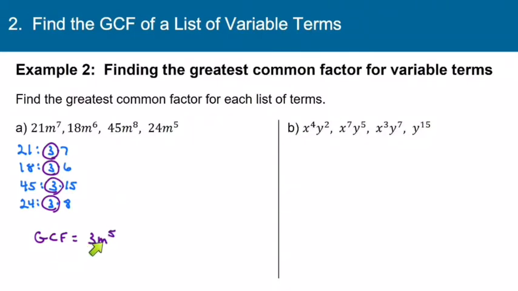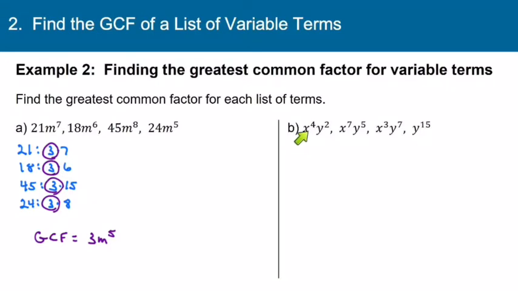So our GCF here is 3m to the 5th. And now let's look at part B. This time all the coefficients are 1, so we really don't have to do anything as far as coefficients are concerned, but let's start out by looking at the x powers.